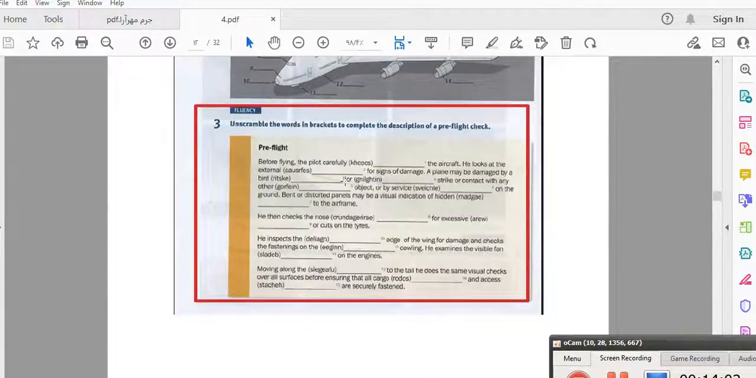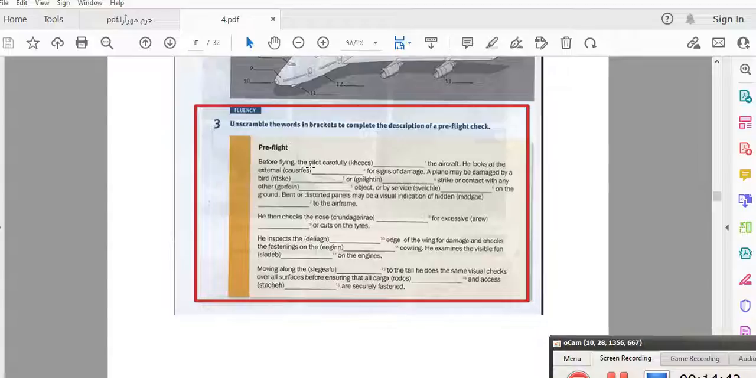Let's go to this part. We are on number 2. Unscramble the words in brackets to complete the description of pre-flight checks. Pre-flight. Pre means before. Flight, you need to fly. Whatever you do before flying. Actually, the pilots do that before they fly. Let's start reading together. You should unscramble the words, which are written in a jumbled order, and correct them.